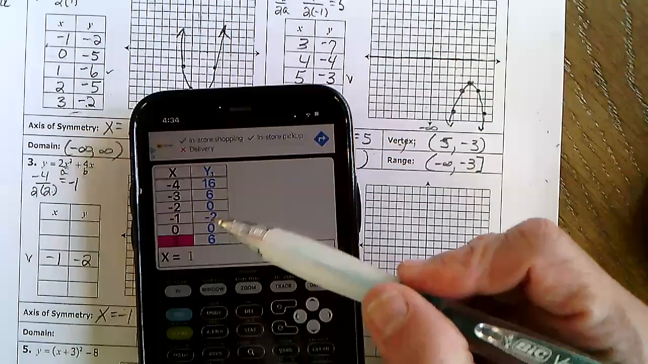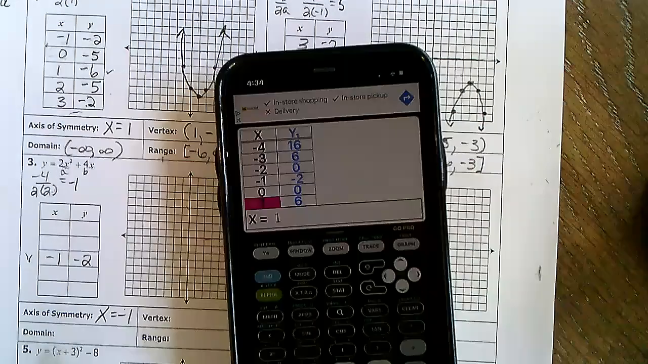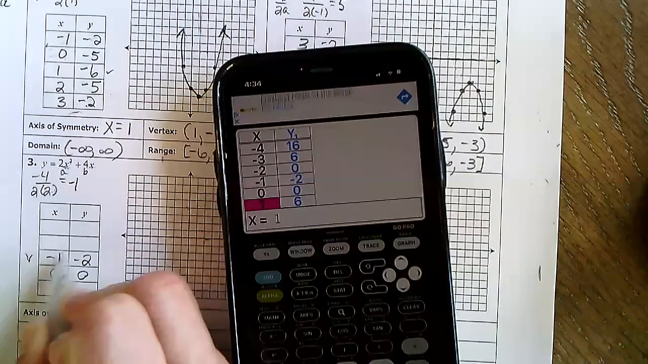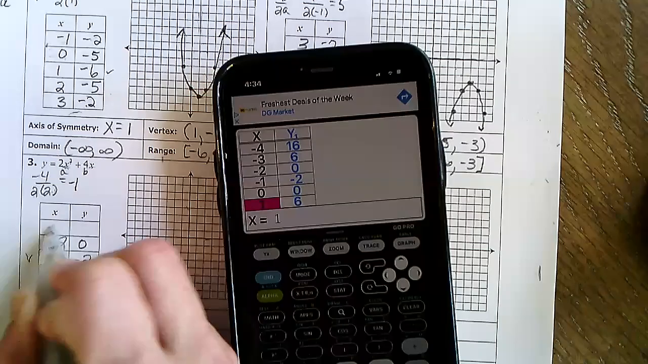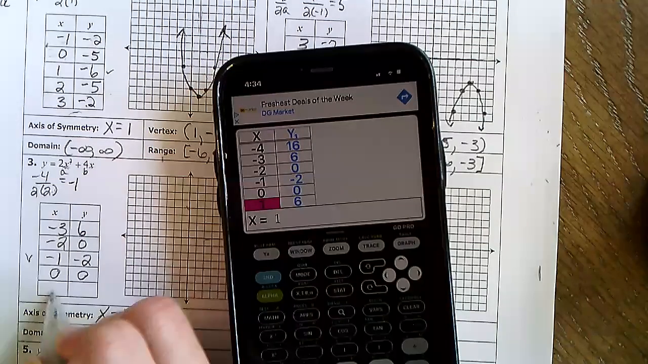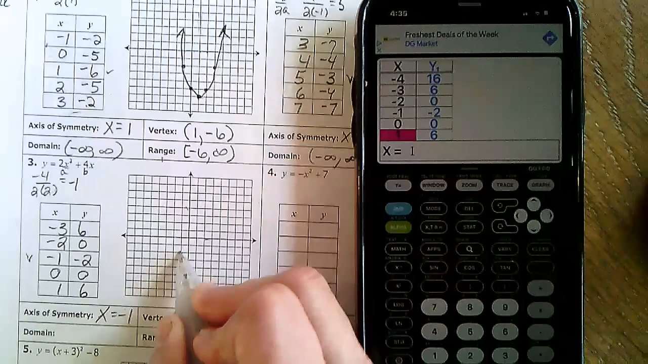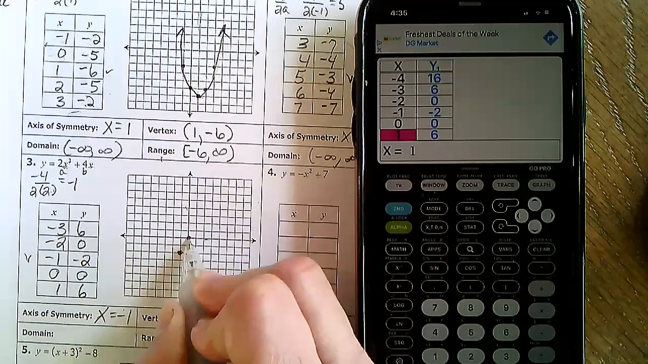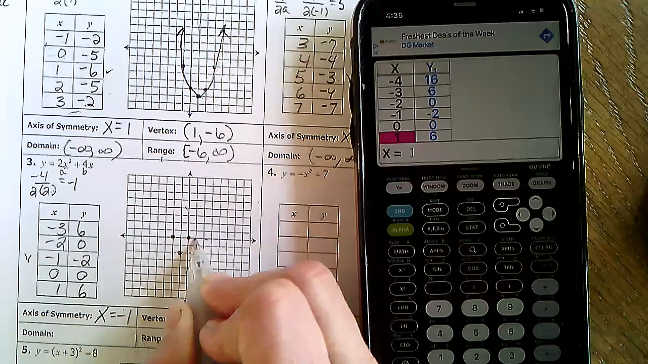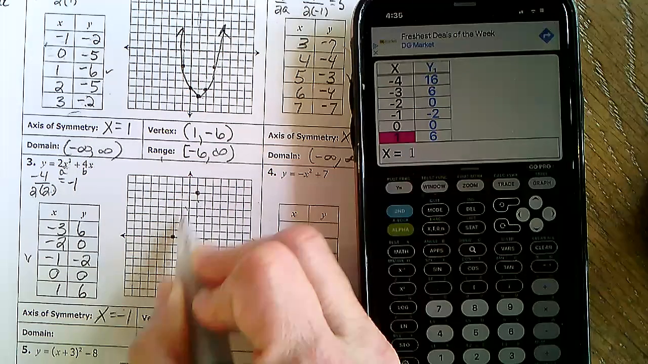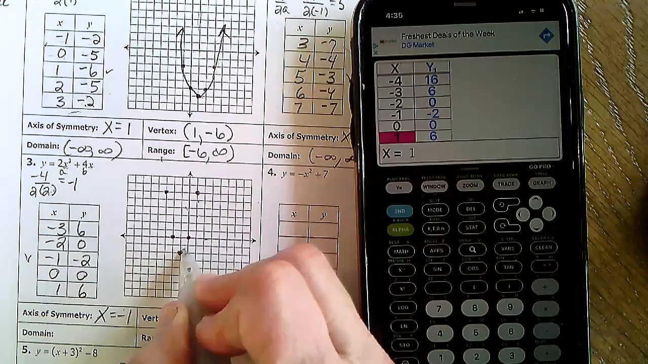And it's (-1, -2). So then on either side, you notice it repeats with the y. That's (0, 0), (-2, 0), (-3, 6), and (1, 6). Okay, so (-1, -2), (0, 0), (-2, 0), (1, 6), and (-3, 6).